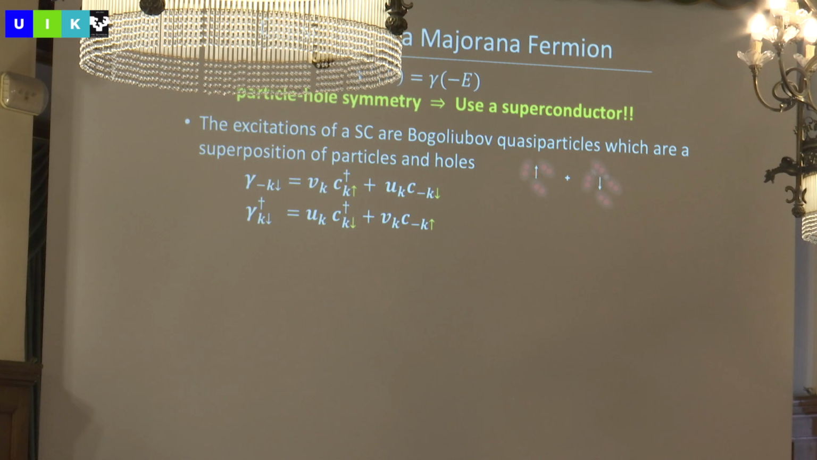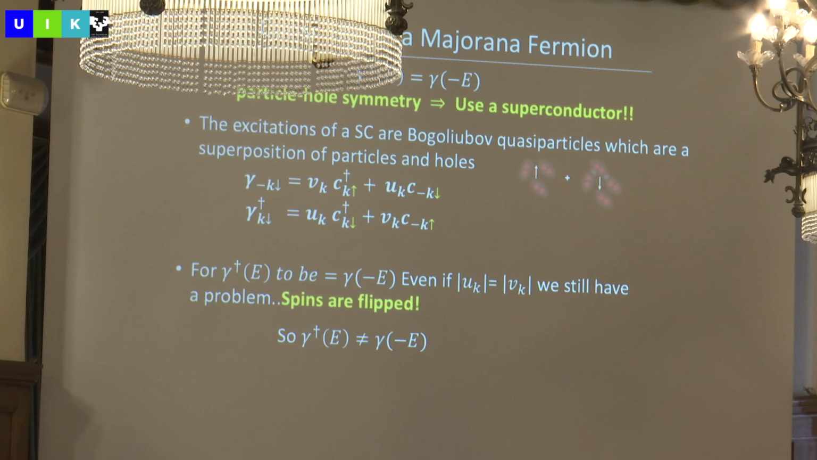Really, the reason you want to use the superconductor is that the excitations of a superconductor are Bogoliubov quasiparticles, which are naturally particle-hole symmetric. They are combinations of electrons and holes, right? This is a Bogoliubov quasiparticle. It is partly an electron and partly a hole. And therefore, it's a neutral entity. So it's particle-hole symmetric and a neutral entity. So it's clearly the thing that you want to use when you want to create a Majorana fermion.